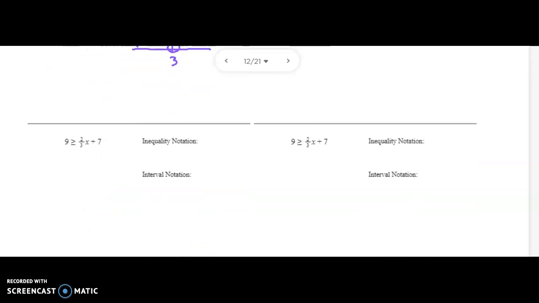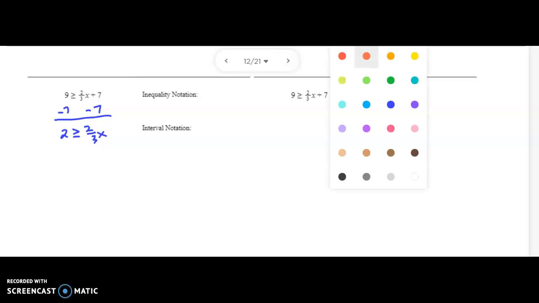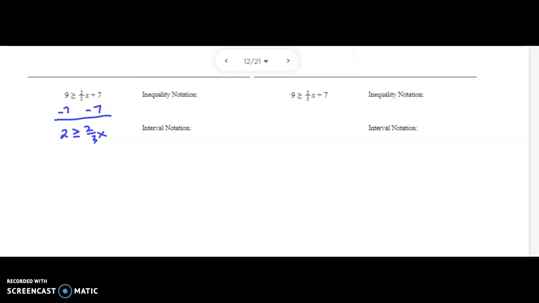When we're talking about solving inequalities, I'm going to do this one. This is slide 12. For this example, I'm going to subtract 7 first. So this is going to be 2 is greater than or equal to 2/3 x. One thing I want to remind you of here is, since we've got this fraction, we're going to multiply by the reciprocal, so that's going to be 3/2 on both sides.